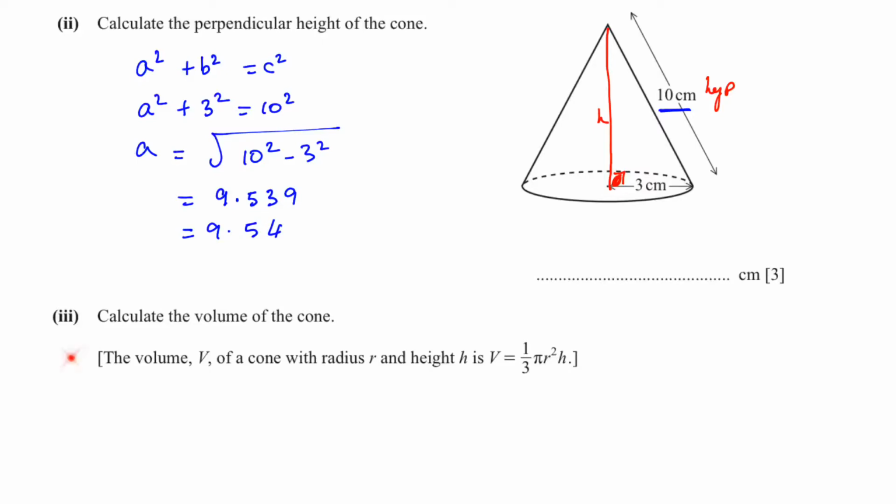Next question, calculate the volume of the cone. The formula has already been given and we have everything. So it's very easy. Volume is equal to 1/3 pi multiplied by r square, which is 3, and the height, which is 9.54. And we will get 89.9 cubic centimeter.